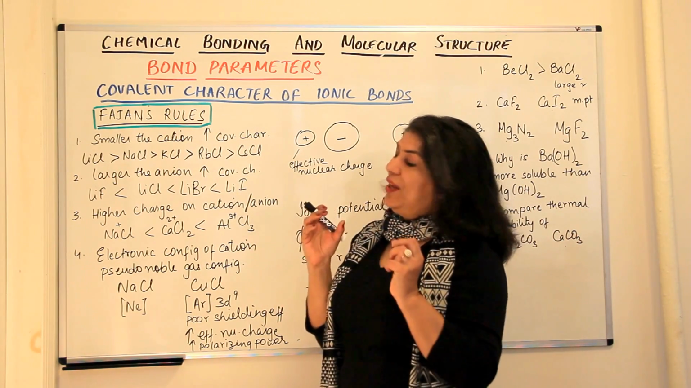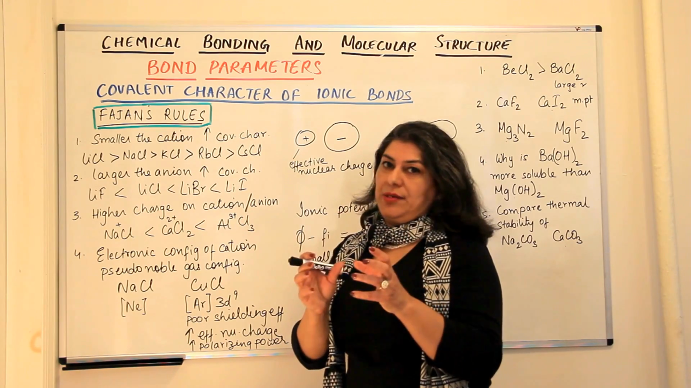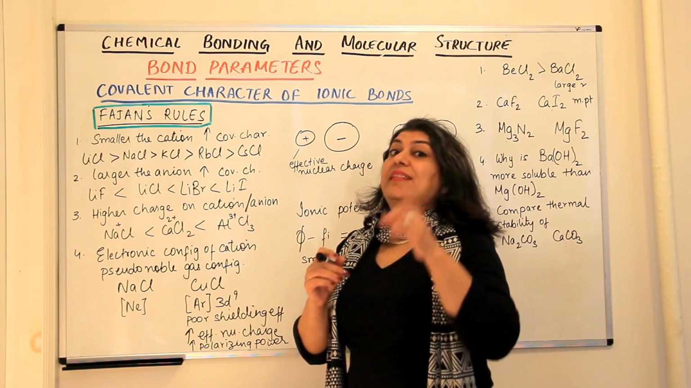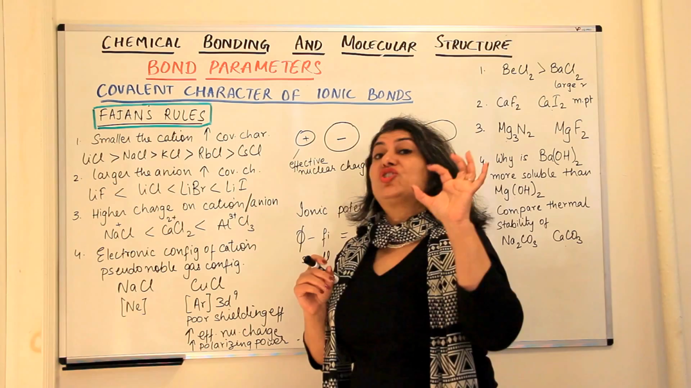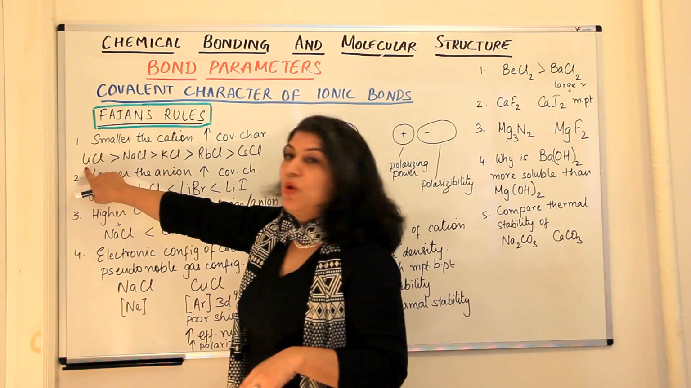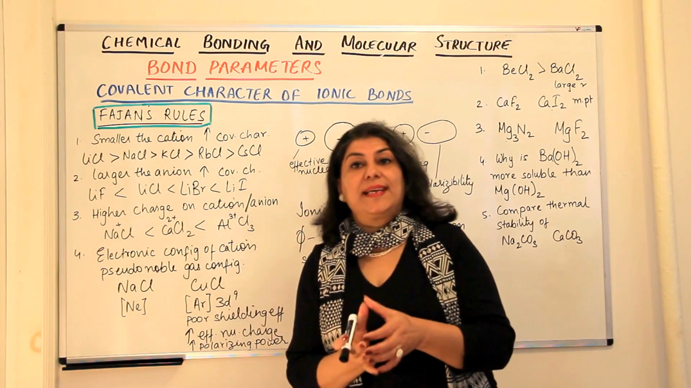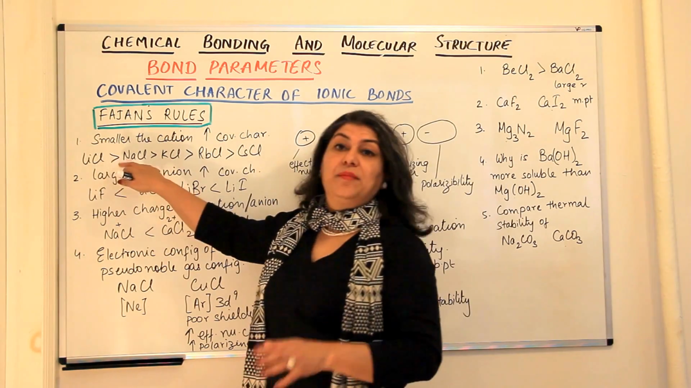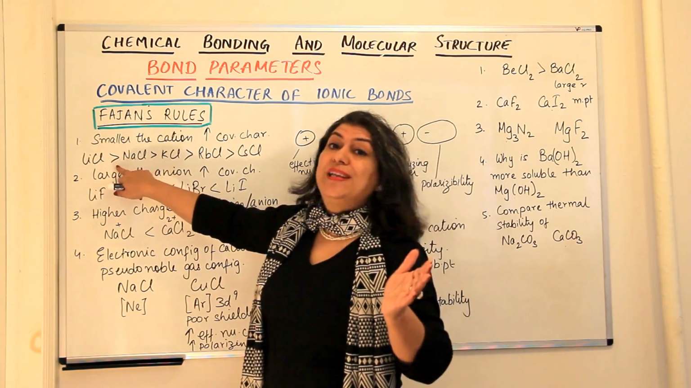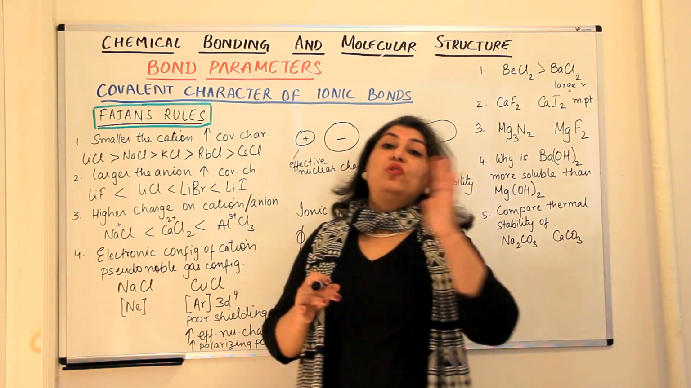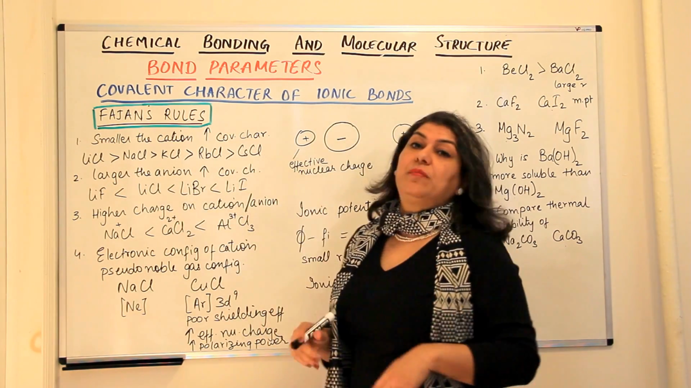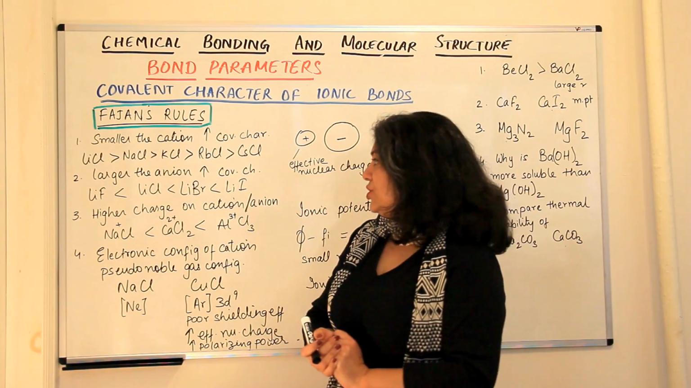So which one do you think would have the most covalent character? The one where the cation is the smallest. And where is the cation the smallest? Lithium. So lithium has the smallest cation, and therefore lithium is the most covalent in nature. Lithium chloride would be most covalent in nature, and cesium chloride would be most ionic in nature.